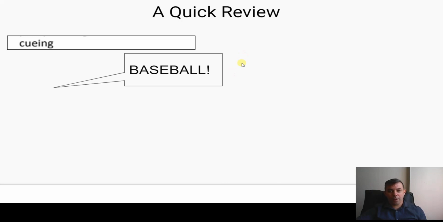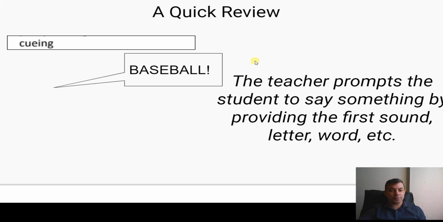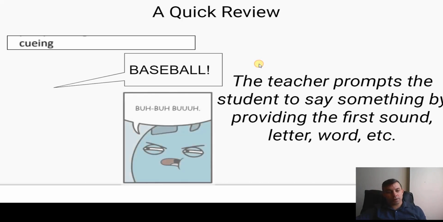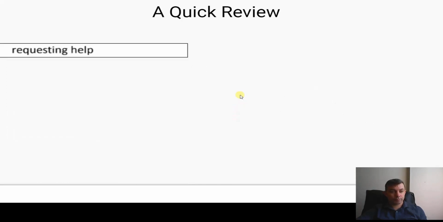Cueing. Well, here we have animation that's slightly out of order. Cueing is where the teacher prompts the student to say something by providing the first sound, the first letter, the first word, etc. So the teacher might say b b b b b, and the student, you guessed it, says baseball. You can also cue with the first letter. You can cue with the first word of a sentence, or the first few words of a sentence, and your goal is to help them to remember what they need to say here.